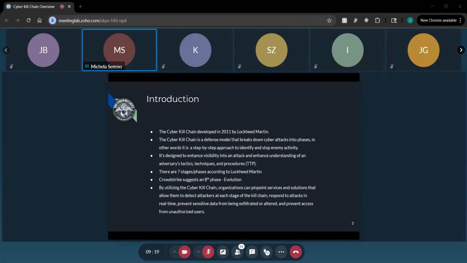So Lockheed Martin identified 7 stages, as I said before, but some organizations, like CrowdStrike, proposed an 8th phase called the evolution. I'm gonna briefly cover that later, okay? Overall, in general, the kill chain helps us to detect and disrupt attacks early, protect sensitive data, and block unauthorized access.